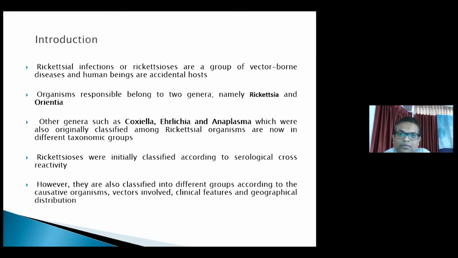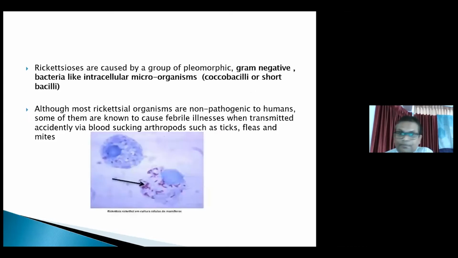And when it comes to classification, there are various classifications. Actually, I will not touch on that, but basically there are two important genera: Rickettsia and Orientia, which are related to our clinical setting. They are actually intracellular gram-negative bacteria-like organisms, and most of them are non-pathogenic for human beings, but sometimes when they accidentally infect human beings, they can cause various infections, febrile illness with various skin manifestations. Now, in this slide, you can see the organisms within human cells, right?